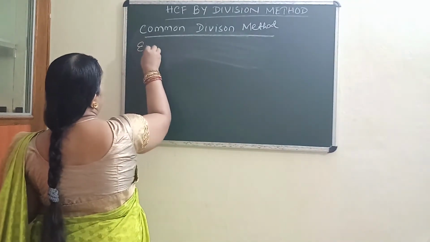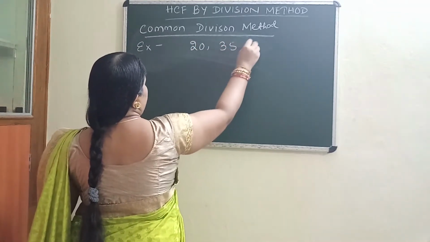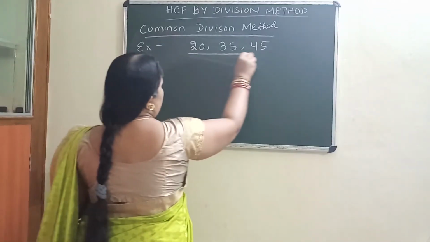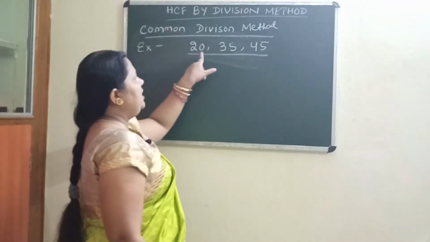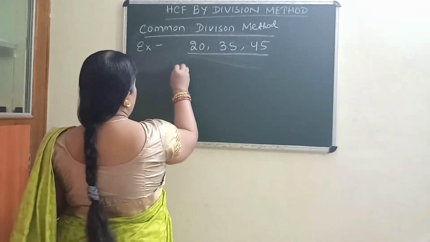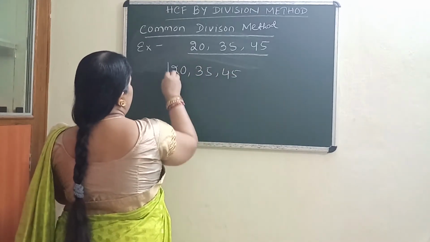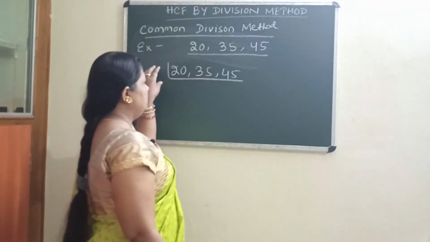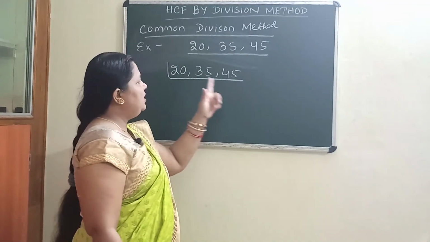Suppose I am showing one example: 20, 35, 45. These are the numbers. How many numbers? Three numbers. So find the HCF of 20, 35 and 45 with this common division method. What to do? You will divide at a time. You will take all the numbers for division with a common factor. That is the main term, how to divide three numbers at a time.